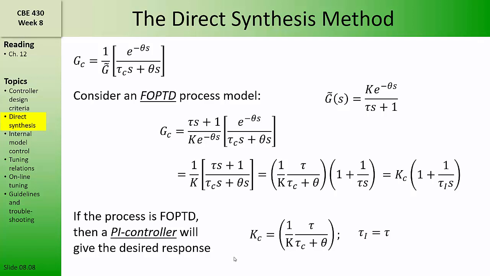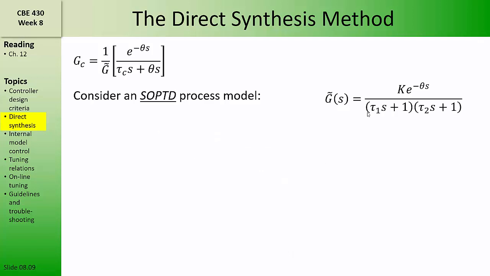This time constant for the desired closed loop servo transfer function response becomes the adjustable parameter to tune the controller. We can choose to make tau c large or small, but usually we choose a tau c that's smaller than the time constant for the open loop process, or smaller than tau.